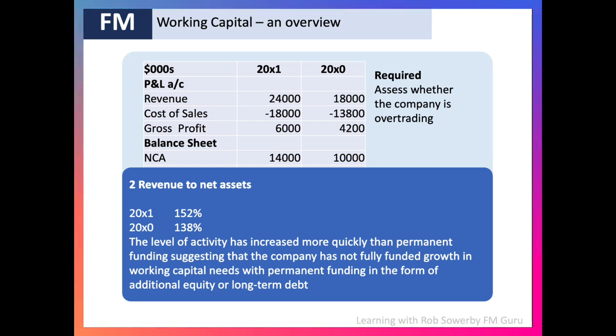Then the level of activity has increased more quickly than permanent funding. Yes, so that was revenue to the permanent funding net assets, suggesting that the company has not fully funded growth in working capital needs with permanent funding in the form of additional equity or long-term debt. Your examiner loves that sort of thing. We've got suggesting, we've got some sort of insight as to what it means. I think that's enough.